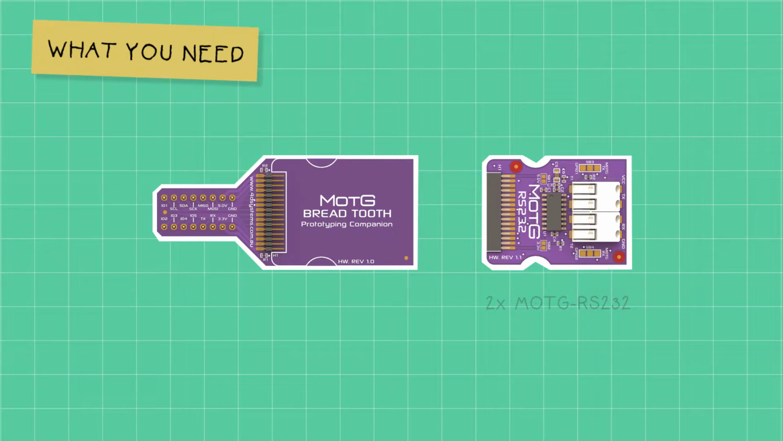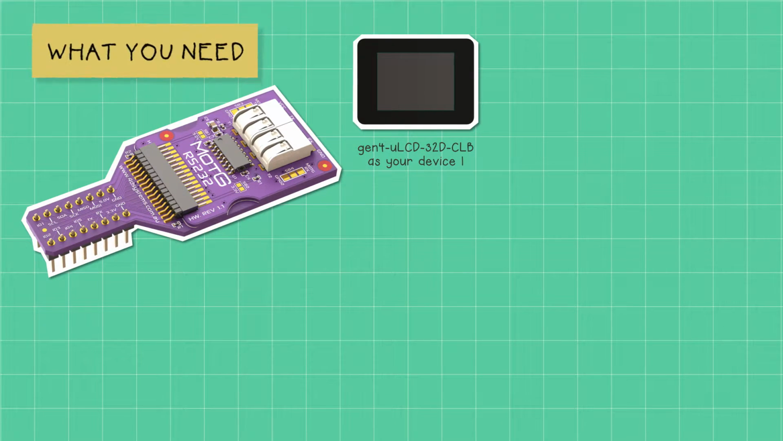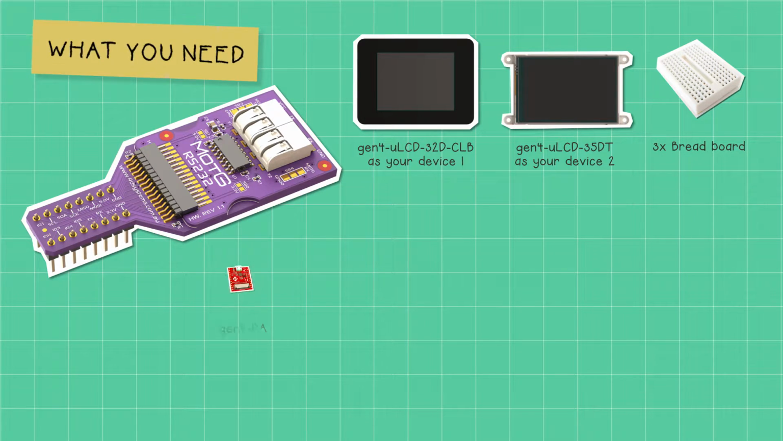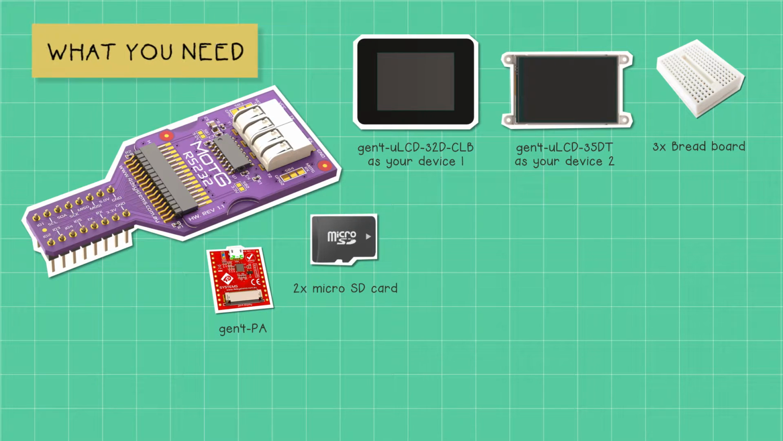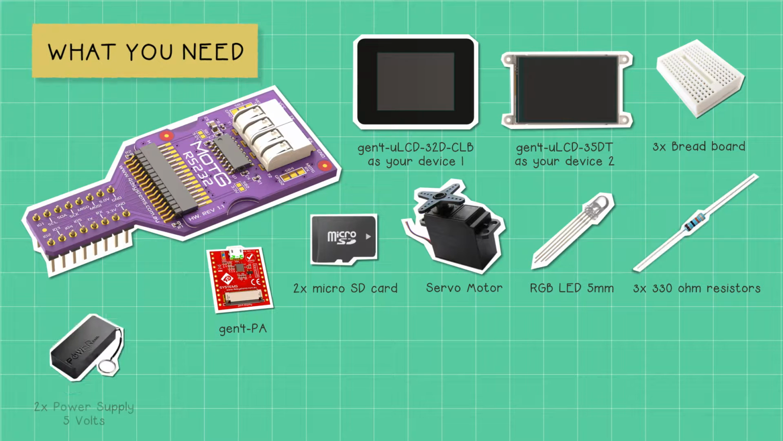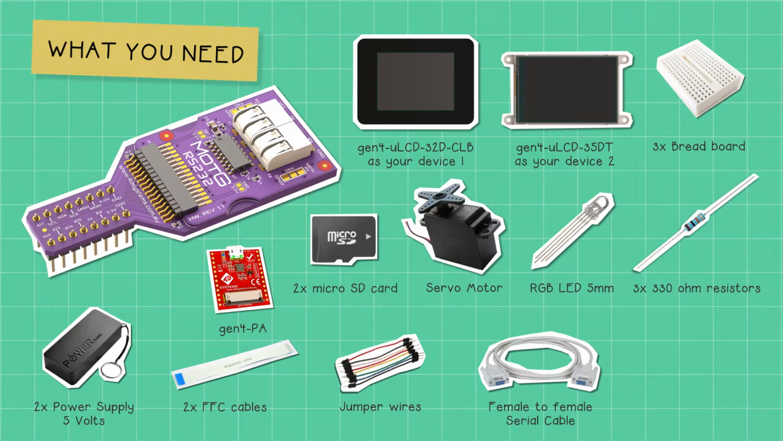You will need the following: 2 units of MOTG RS-232, 2 units of MOTG breadboard interface boards, 1 unit of Gen 4 ULCD 32D CLB as your device 1, and 1 unit of Gen 4 ULCD 35DT as your device 2, 3 pieces of breadboards, 1 unit of Gen 4 PA, 2 pieces of micro SD cards, 1 servo motor, 1 RGB LED 5mm, 3 330 ohm resistors, 2 power supplies 5V, 2 FFC cables, jumper wires, 1 female to female serial cable, and 2 units of DB9 connectors male.